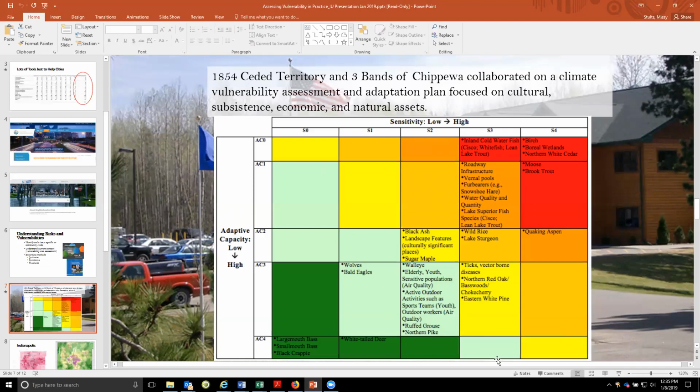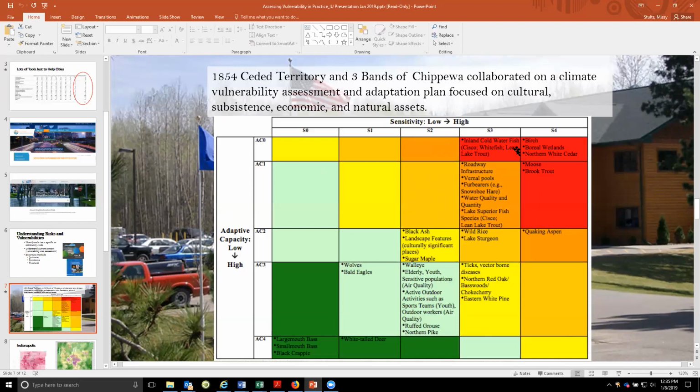This is the same chart that you saw Jason pull up, understanding the sensitivity of their primary core species, and then the adaptive capacity of those species. And going through that process, this was fairly qualitative. They were able to come up with these scores for sensitivity and adaptive capacity, and then they could map things. And this gave them a sense of where they were going to prioritize in terms of developing an adaptation plan.